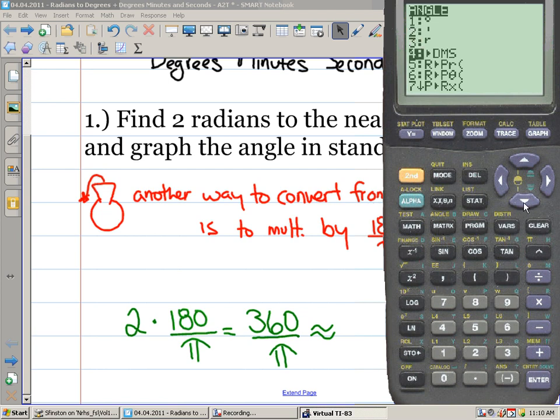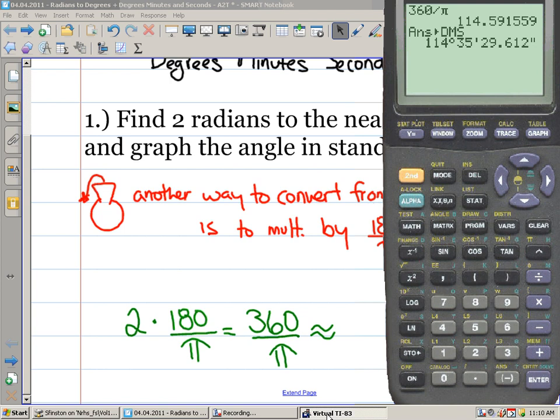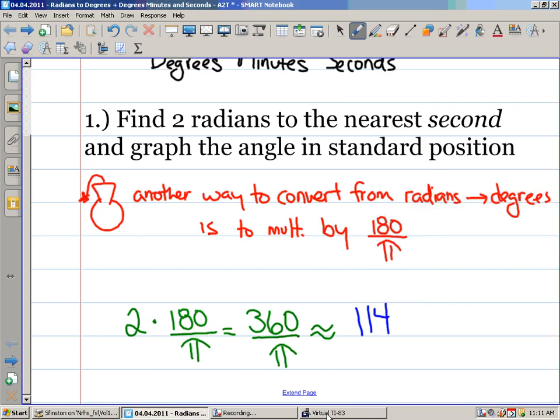DMS. We're going to DMS it up, and we're going to round that to the nearest minute. So this is degrees, minutes, and seconds. What does it come out to be? 114 degrees, 35 minutes, 30 seconds. When it asks you to round, it asks to the nearest second.